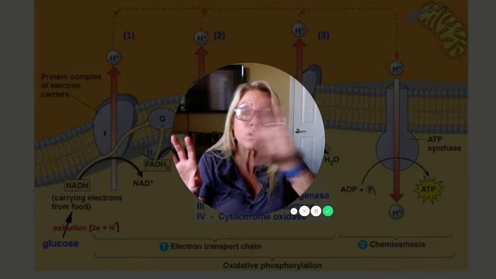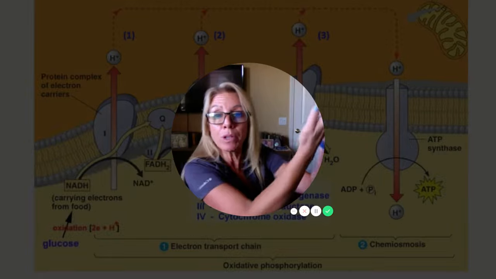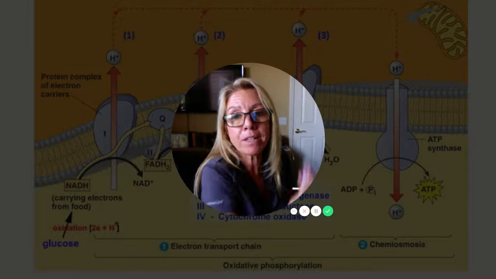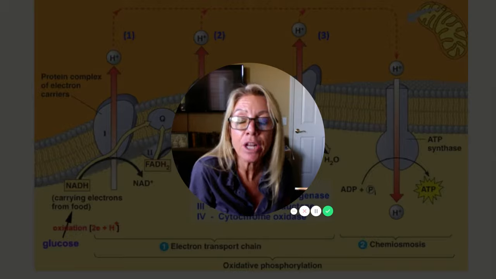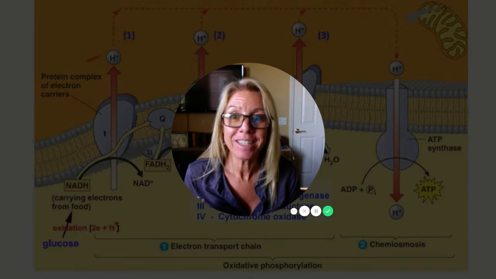So the electron transport chain sets up the hydrogen ion gradient. We couple that. Now we use that hydrogen ion gradient to help us generate ATP by allowing the hydrogen to come back in through ATP synthase complex. Okay, did that all make sense?